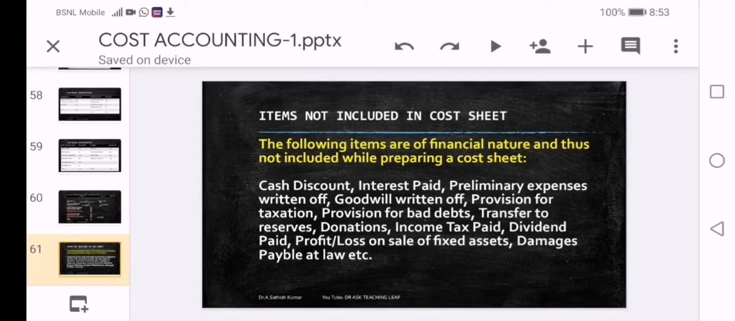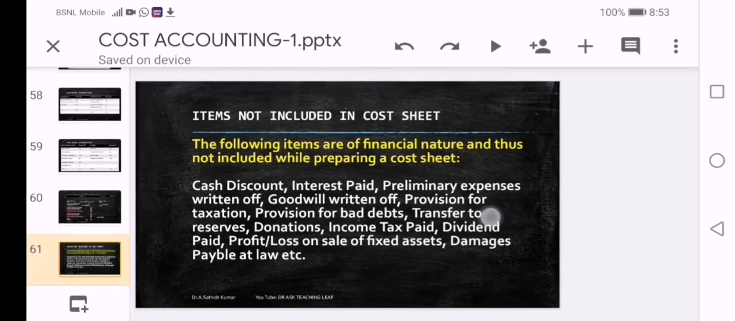And an important point to keep in mind related to cost sheet is, any item related to finance expenditure will not be included in the cost sheet or in the process of computation of any element of costs. Examples are given, like cash discount, interest paid, preliminary expenses written off, goodwill written off, provision for taxation, provision for bad debts, transfer to reserves, and so on. All these are not part of cost sheet.